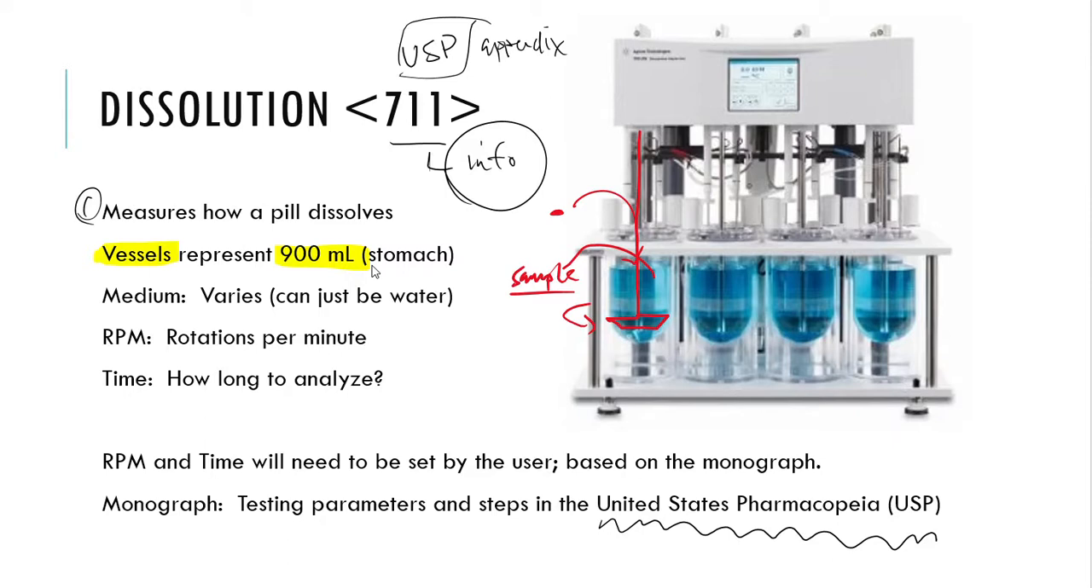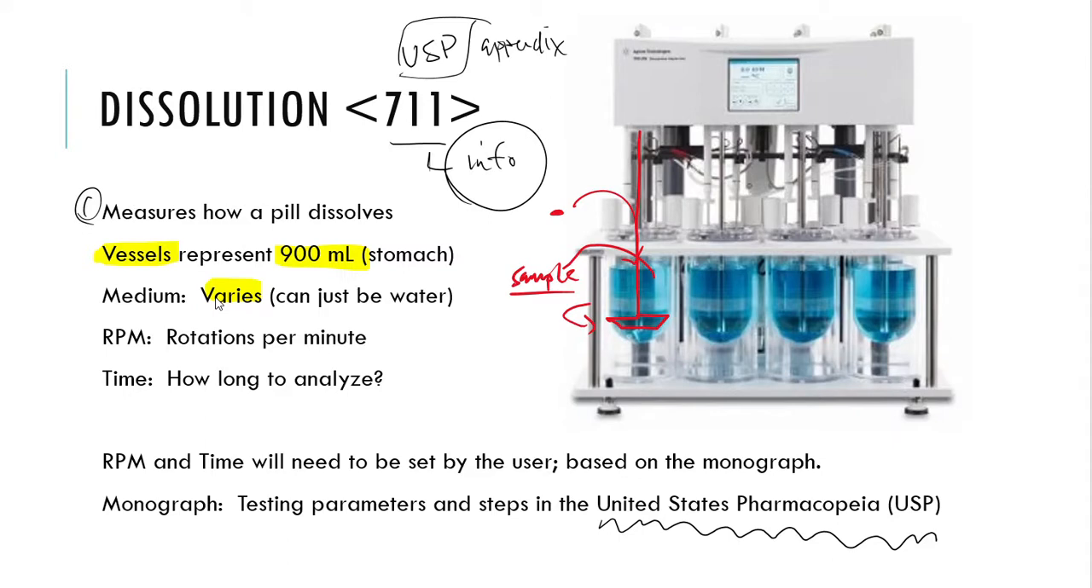All right. The medium can also vary. It doesn't have to be water, but it can be. It can be solutions like buffers. It can be solutions of hydrochloric acid. It could be a gastric solution that is closer to what's in your tummy. It could be an intestinal solution that is closer to what's in your intestines and not in your tummy. It just really depends on the pill. It depends on the manufacturer. It depends on what the purpose of the active pharmaceutical ingredient, or API, is all about.